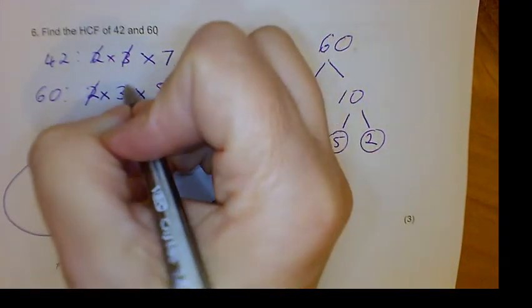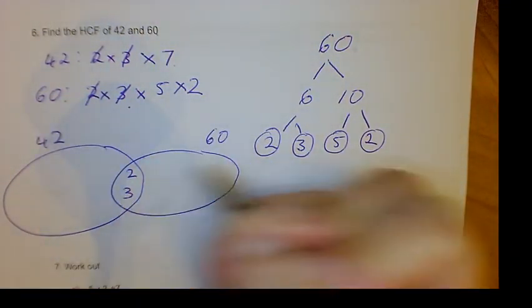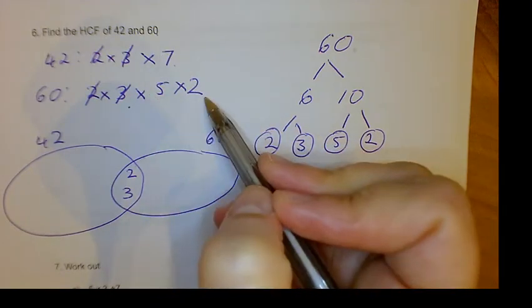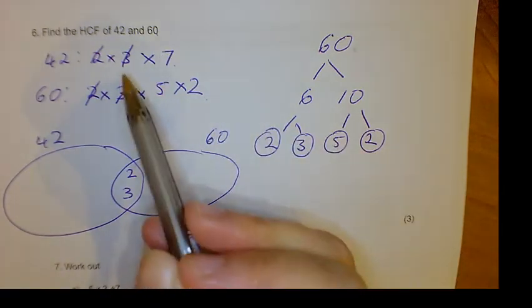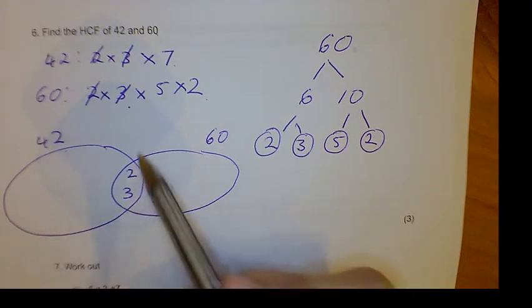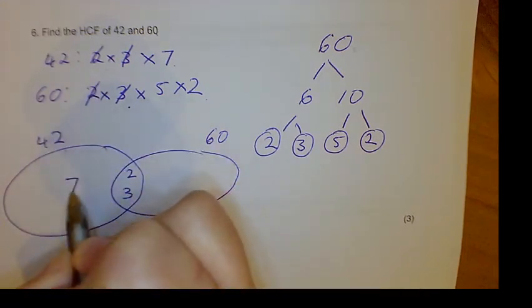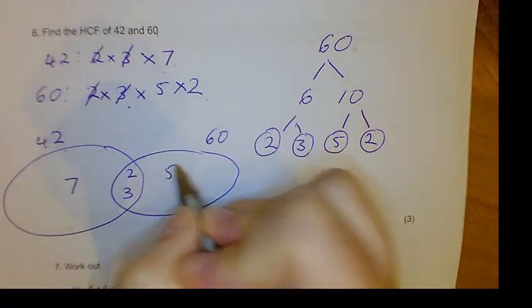You've got a 3 there and a 3 there. I pop a 3 in. Nothing else is the same. So if I wanted to finish my tree, my Venn diagram, here needs a 7 because I haven't used it up. And here needs a 5 and a 2.